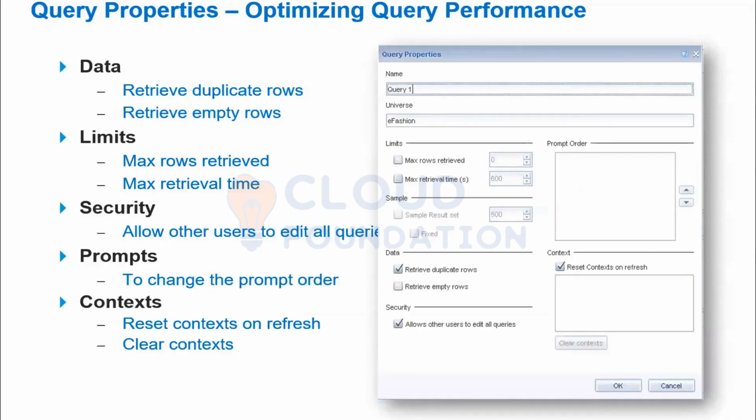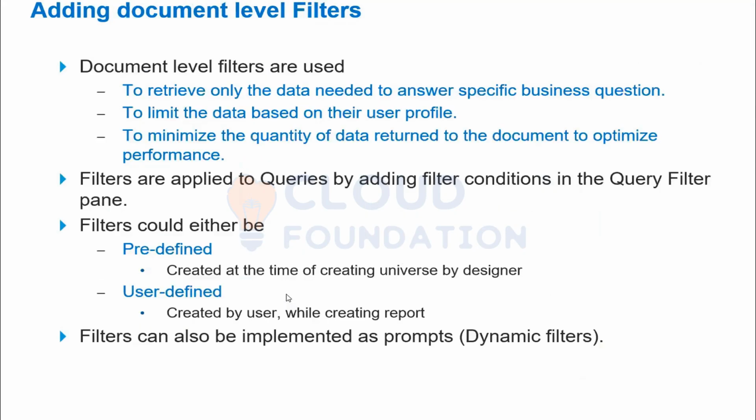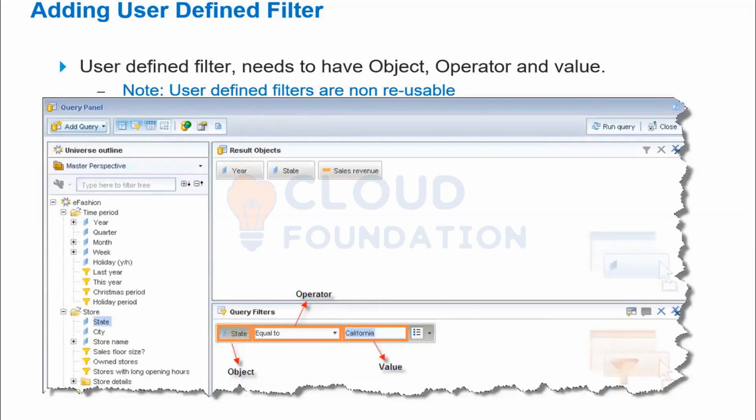These are the different query properties. How we can optimize query performance using these options. How we can add document level filters and types of documents like predefined, which are defined at the universe level. User defined are defined at the query level. If you see this yellow funnel, this is a predefined filter at the universe level. This is the user defined document filter.